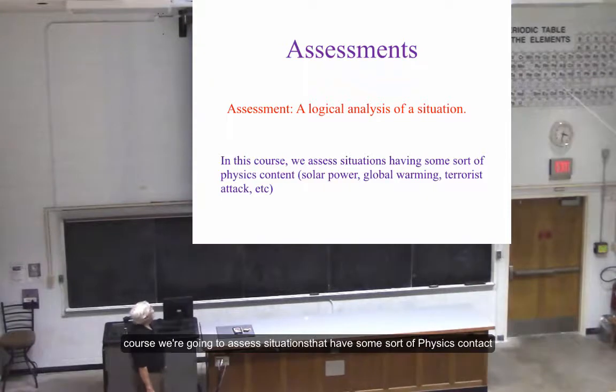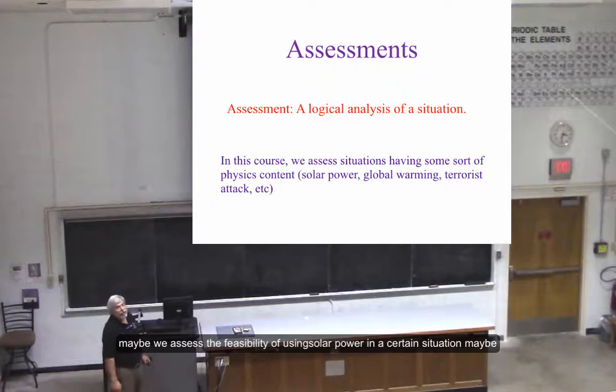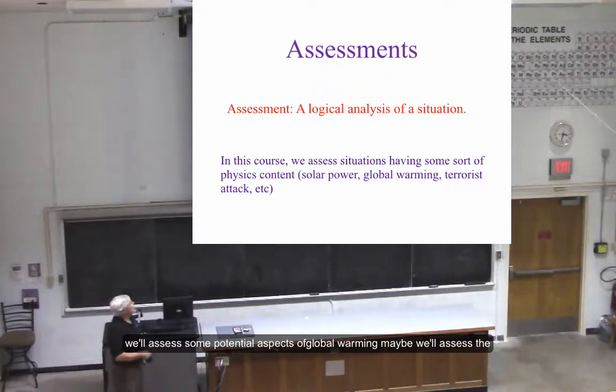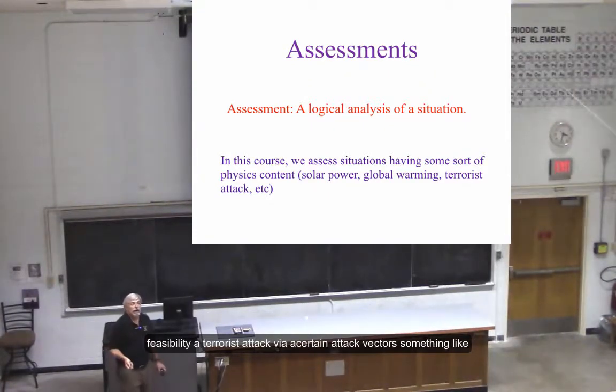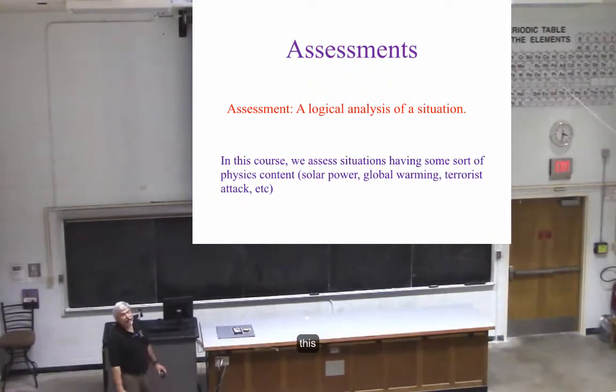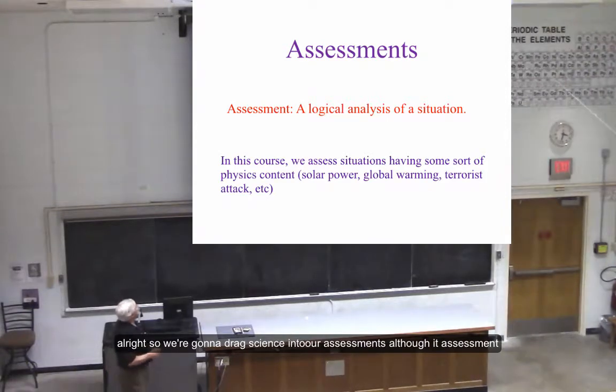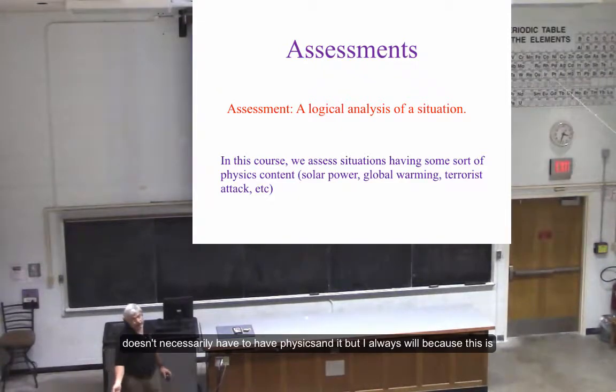For the purpose of this course, we're going to assess situations that have some sort of physics content. Maybe we'd assess the feasibility of using solar power in a certain situation. Maybe we'll assess some potential aspects of global warming. Maybe we'll assess the feasibility of a terrorist attack via a certain attack vector, something like this. All right, so we're going to drag science into our assessments, although an assessment doesn't necessarily have to have physics in it, but ours will because this is a physics course.